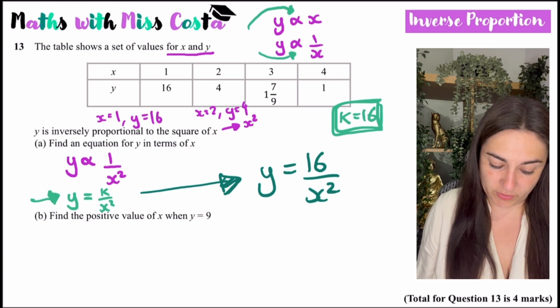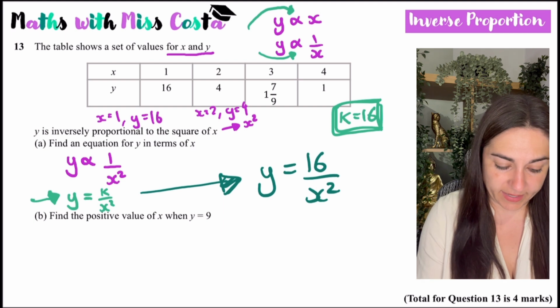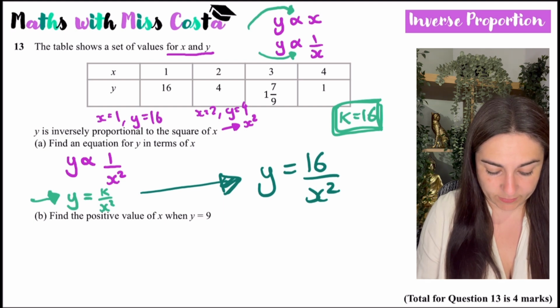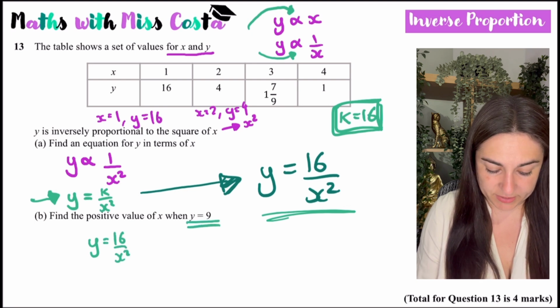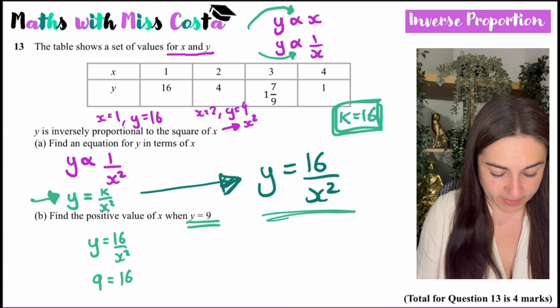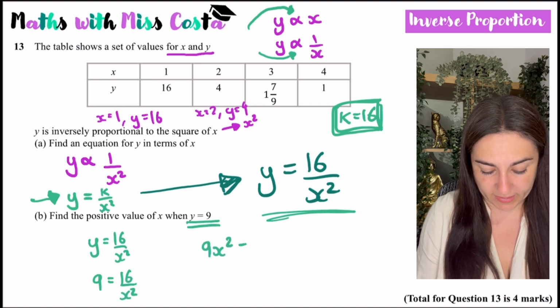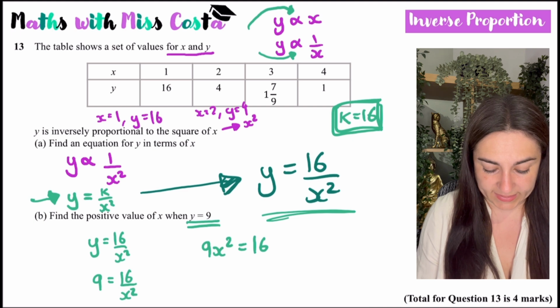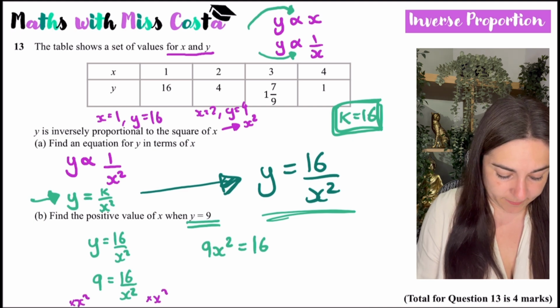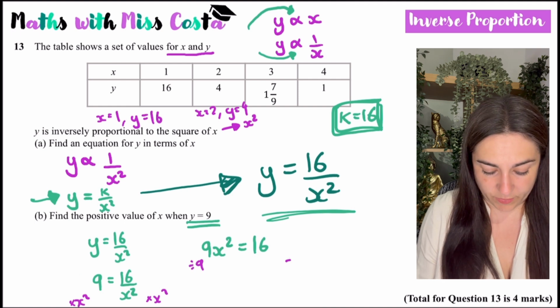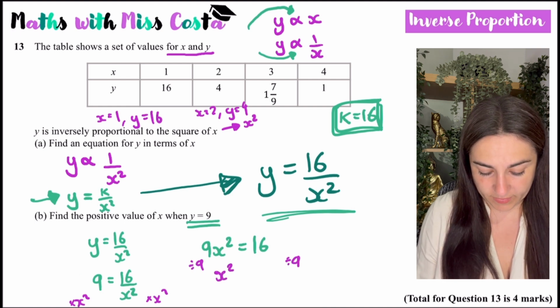Then I'm told to find the positive value of x when y is 9. So I'm going to use this equation. y equals 16 over x squared. I'm going to substitute y as 9. So 9 equals 16 over x squared. Let's rearrange it. So that would mean that 9x squared equals 16, because I multiplied both sides by x squared. Then I would divide both sides by 9. So x squared would equal 16 over 9.